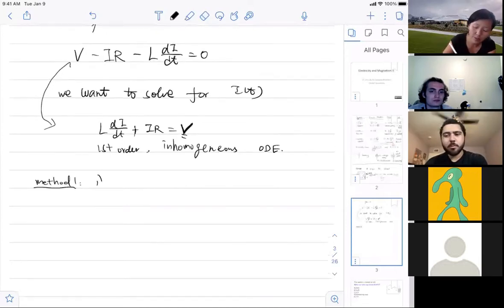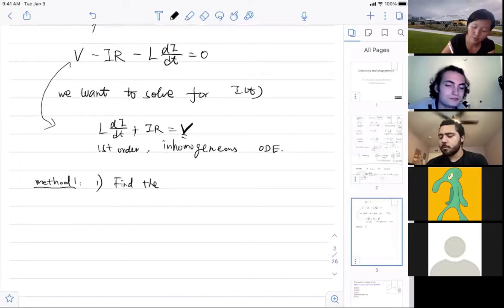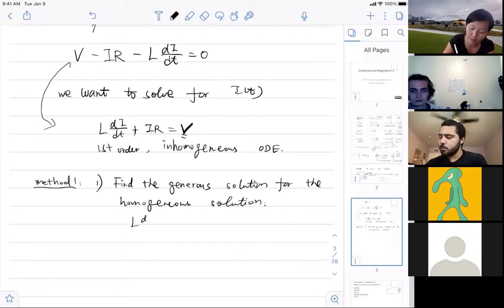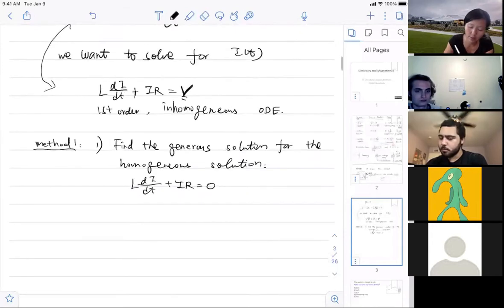The general method of solving this type of differential equation is, first, can we find the solution for a homogeneous version of this equation? If we can find the general solution for the corresponding homogeneous equation, then we are halfway there. How do I make this equation homogeneous? I simply get rid of the constant. This is my homogeneous equation, and we want to find the solution for that.